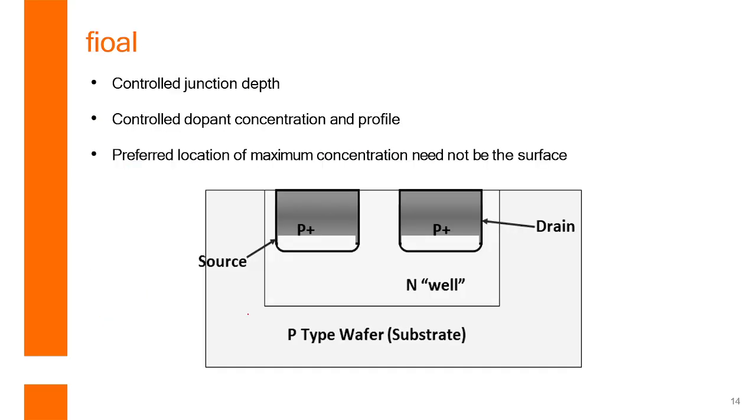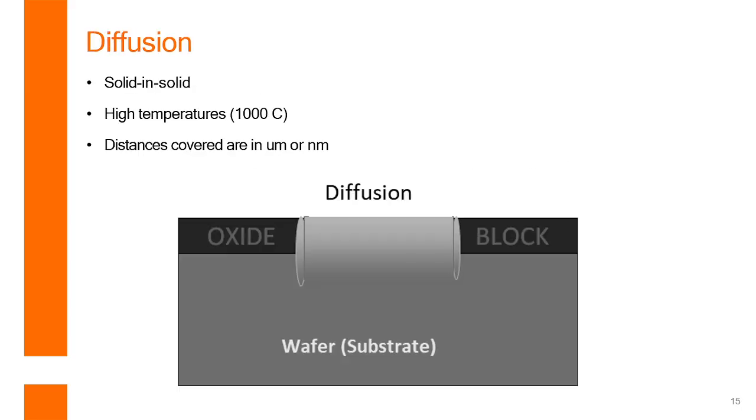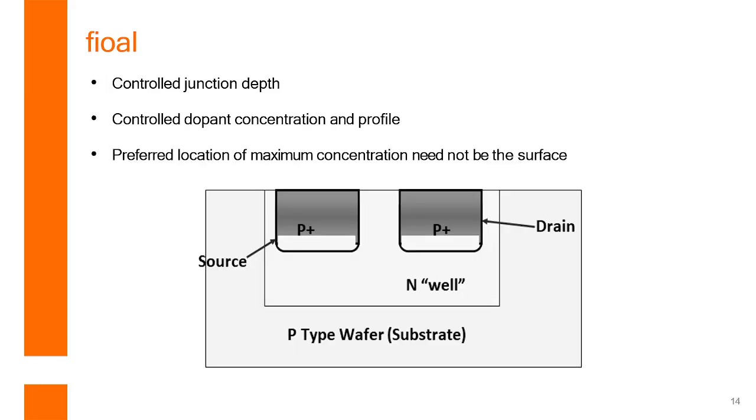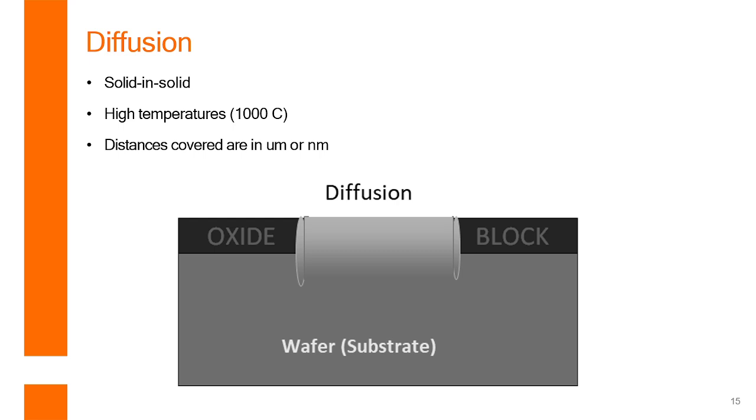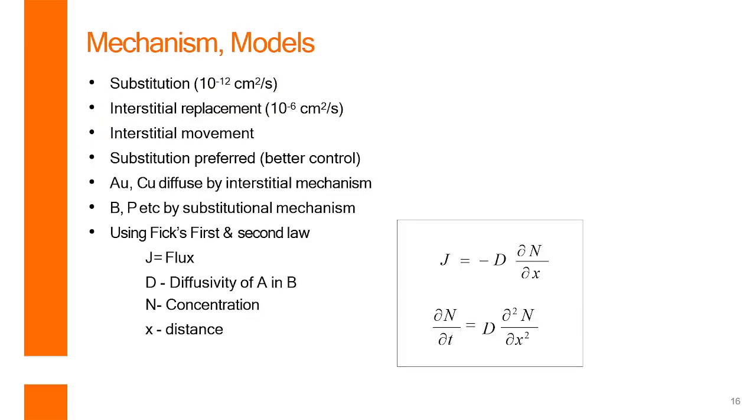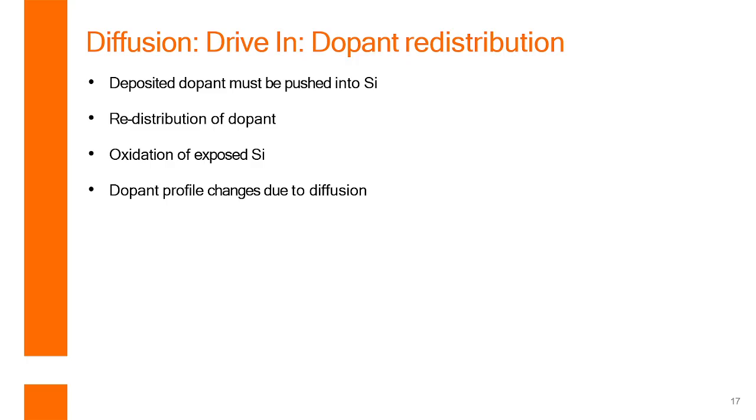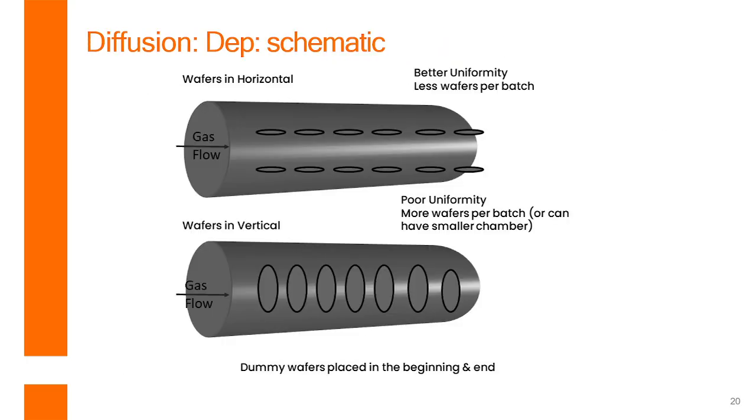Doping is done with controlled depth. Next we'll see diffusion. Diffusion means solid in solid. We do the diffusion at a high temperature. The distance covered is in terms of micrometers or nanometers. Now the mechanism of diffusion.